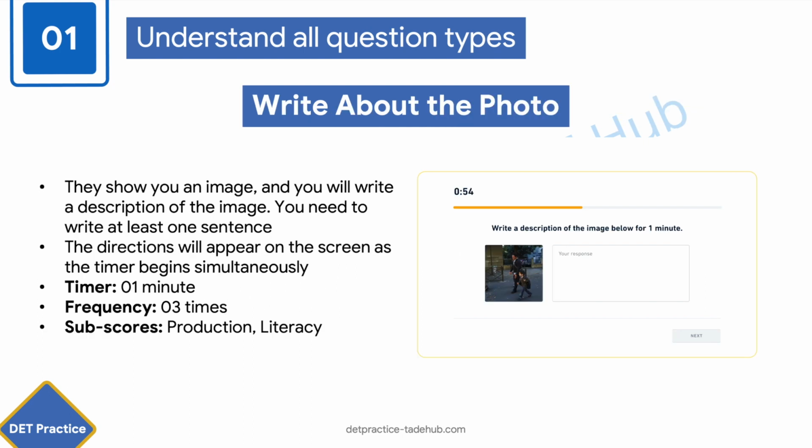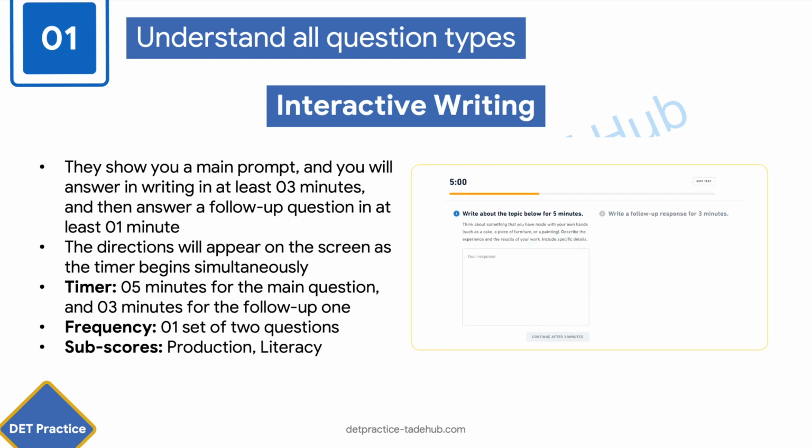The next one is write about a photo. They show you an image, and you will write a description as detailed as possible of the image. You need to write at least 1 sentence. This item type appears 3 times in every Duolingo English test.